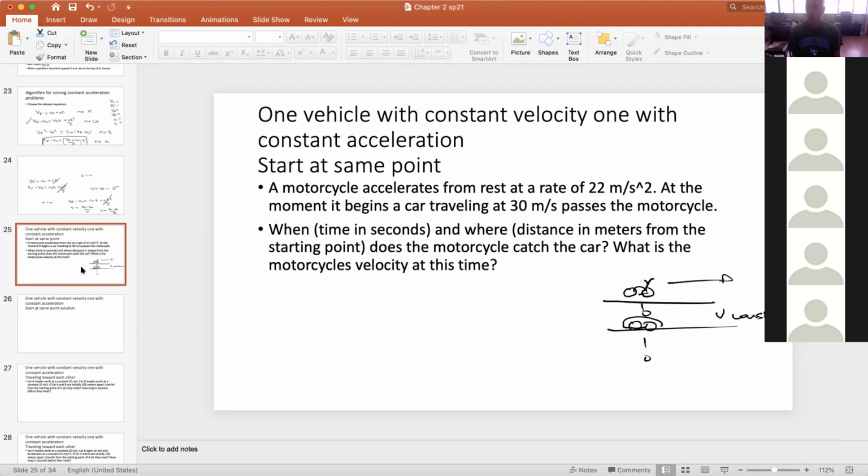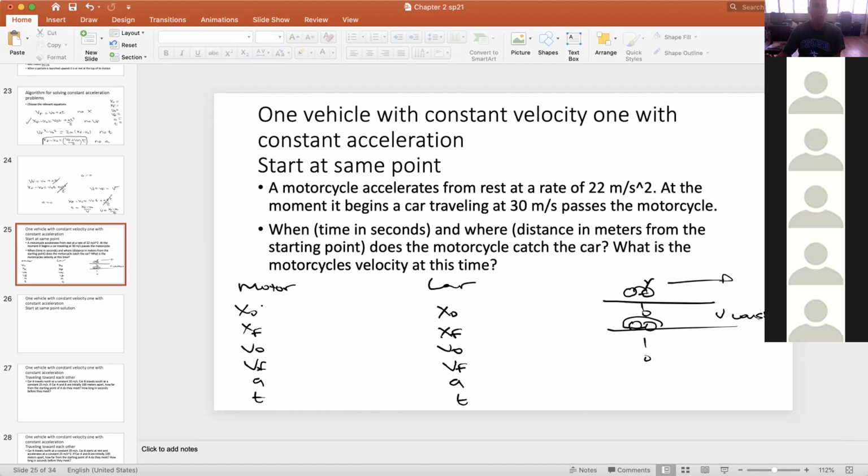This is the type of problem that you may have no idea how to start. How you start is exactly what I said before. Write down variables. So for the motorcycle and for the car, all we do is write down these same variables, so that they each have their own set.